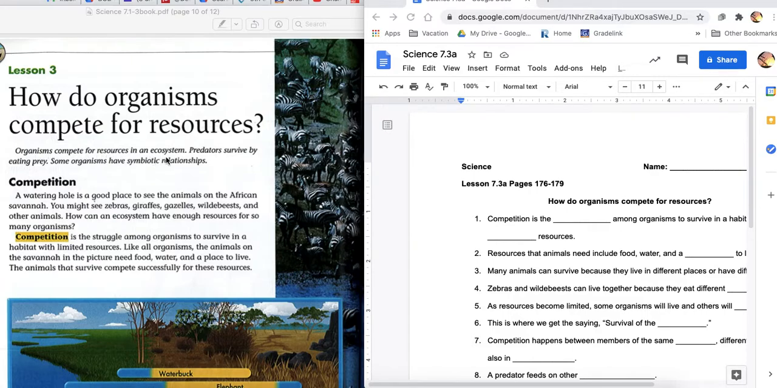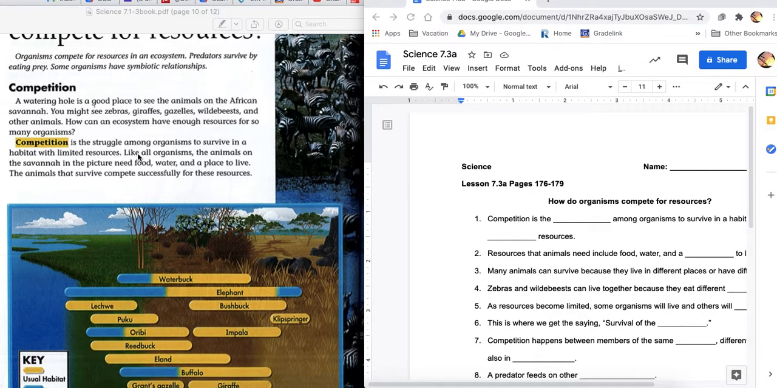Organisms compete for resources in the ecosystem. Predators survive by eating prey. Some organisms will have what we call symbiotic relationships. Guys, we're going to get to that not this week. We'll get to that after Thanksgiving when we pick this back up to talk about the symbiotic relationships. Let's get rolling on competition today.